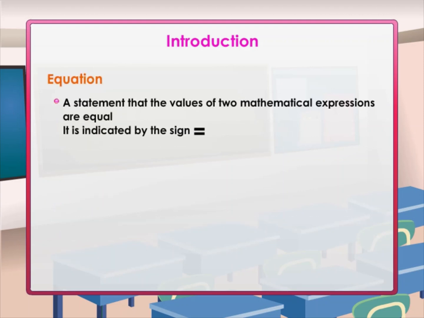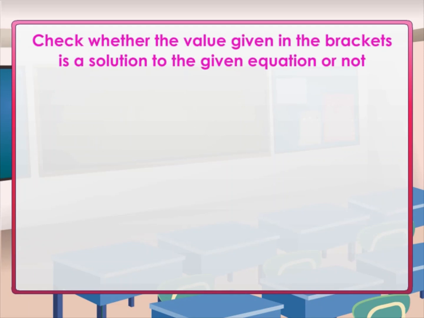Equation. An equation is a statement in which the values of two mathematical expressions are equal. It is indicated by the equal to sign. Example: 2x plus 4 is equal to 8. Check whether the value given in the bracket is a solution to the given equation or not.